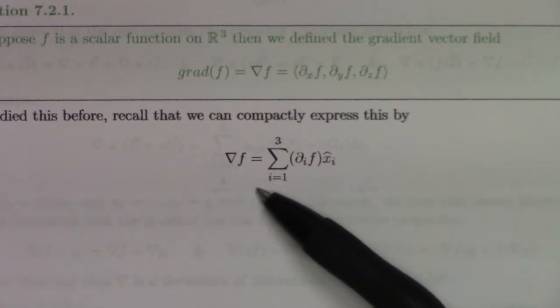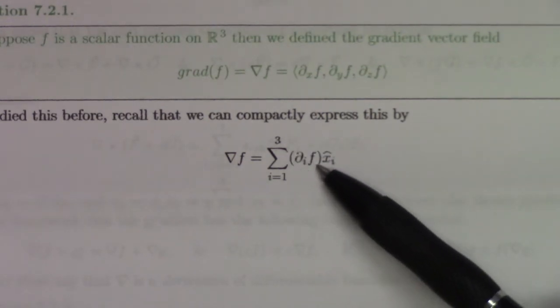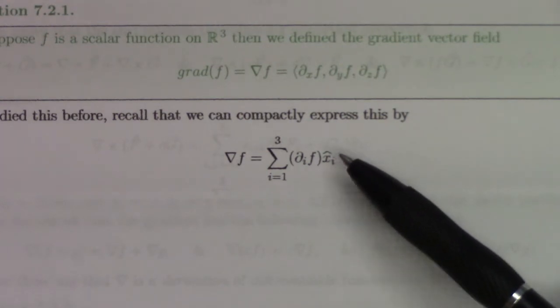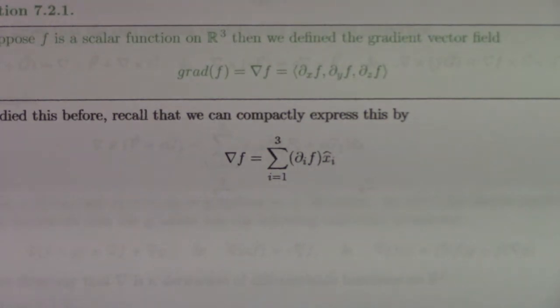But well, here's also in 3 dimensions: the sum over i equals 1 to 3 of partial i f times x sub i hat. So this is a nice formula, and I'll need it for proofs in this section, all right?